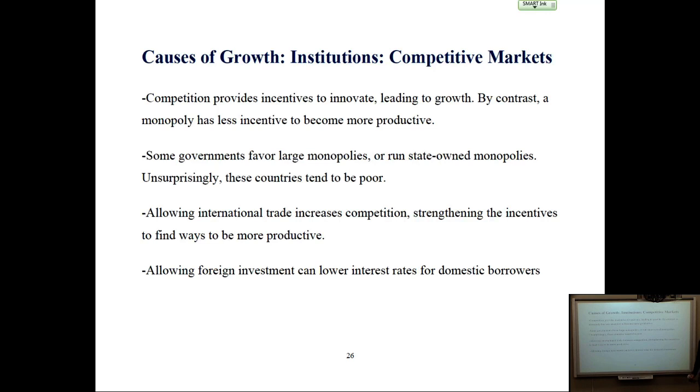So if you have a closed economy, that is one with no trade or international investment, your firms have to rely upon domestic lenders in order to raise money for loans. If you open your country to international investment, now you have the extra option of borrowing from foreign firms, from foreign banks. That gives you more flexibility and more competition in lending, which can push down the interest rates your firms are paying.